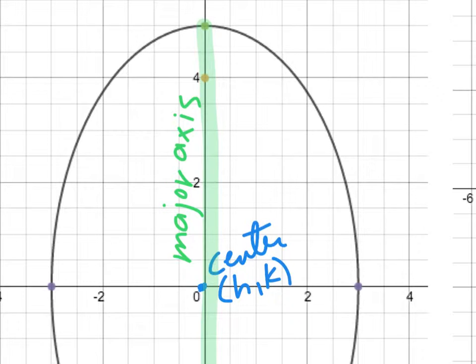Okay, now the shorter line, what do you guys think it's going to be called then? Yes, minor axis. I'm going to use red. So this is called the minor axis. The major and minor axes always go through the center of the ellipse.